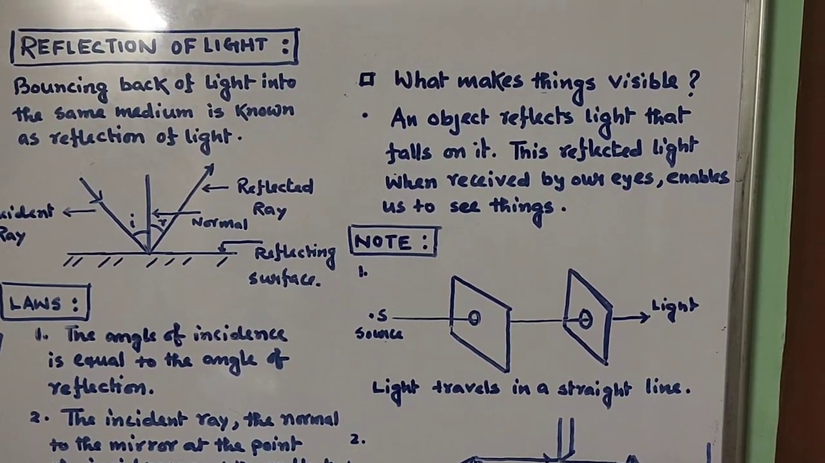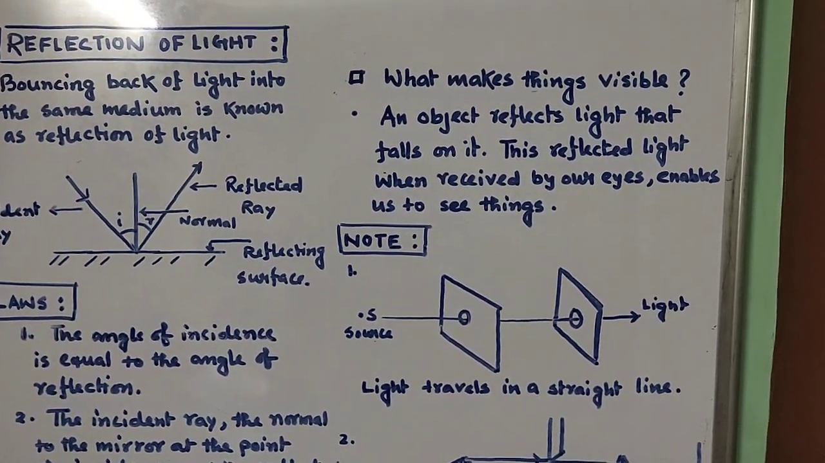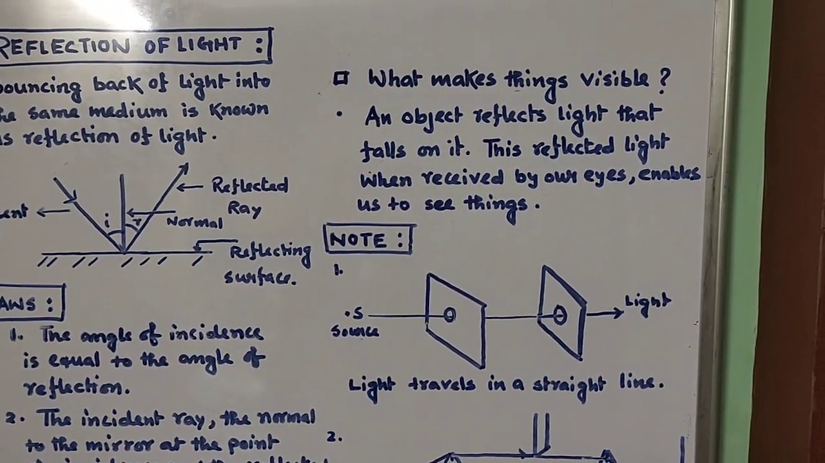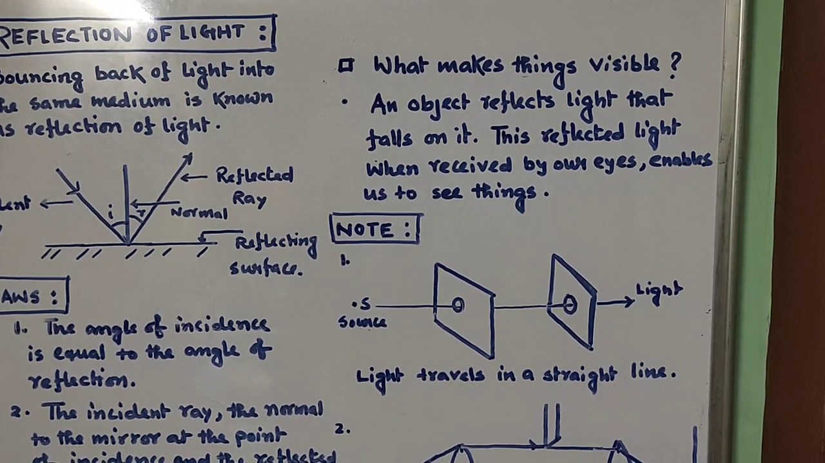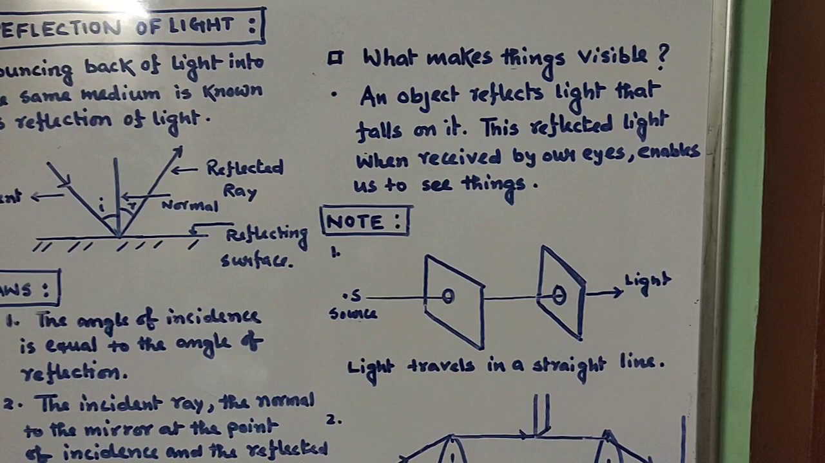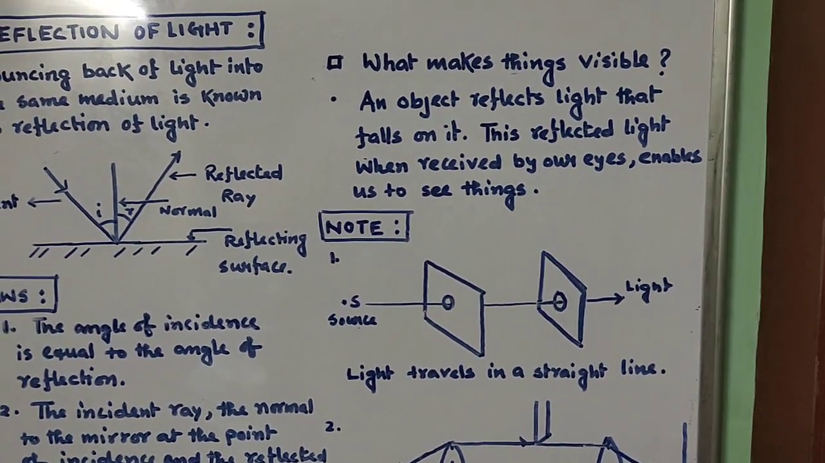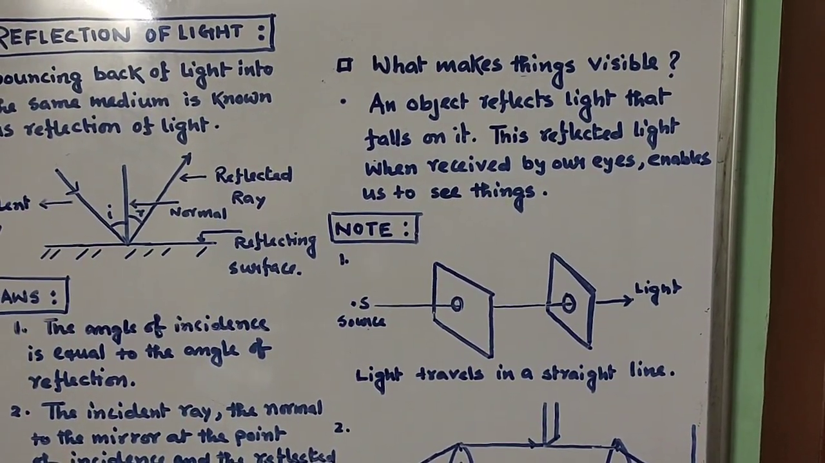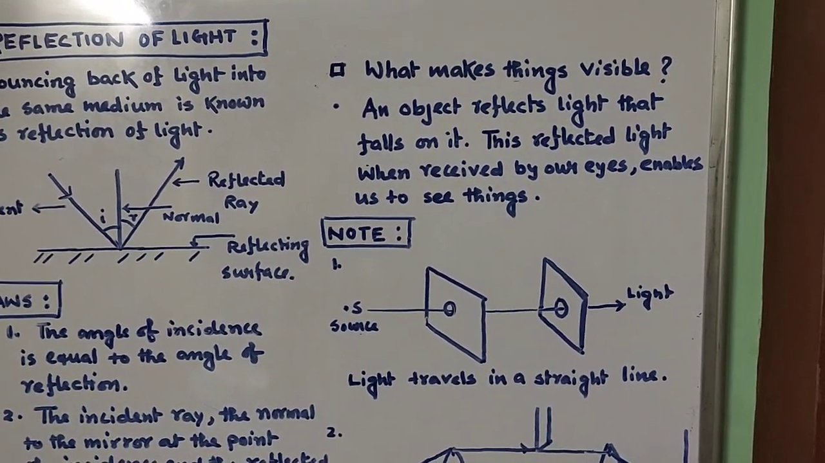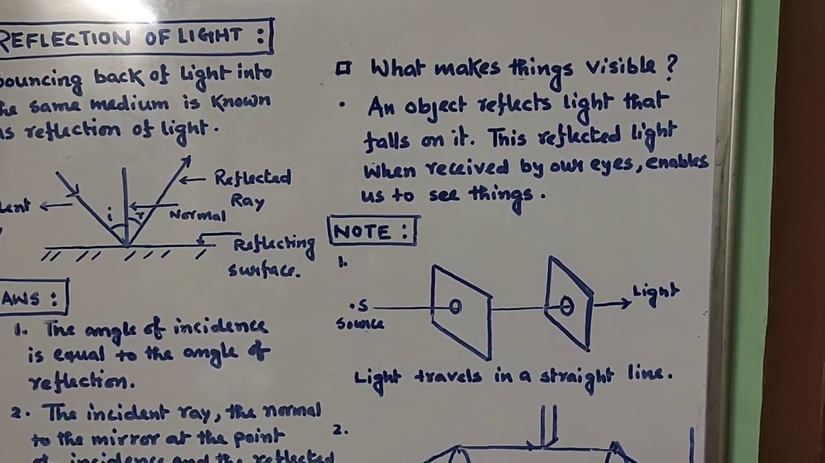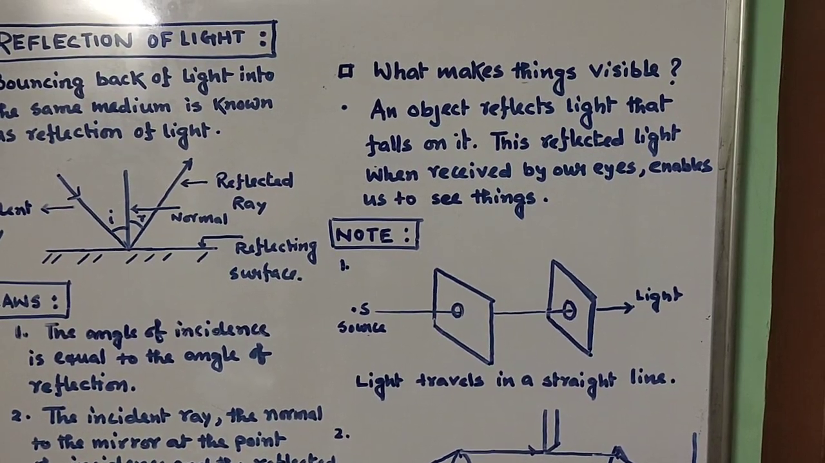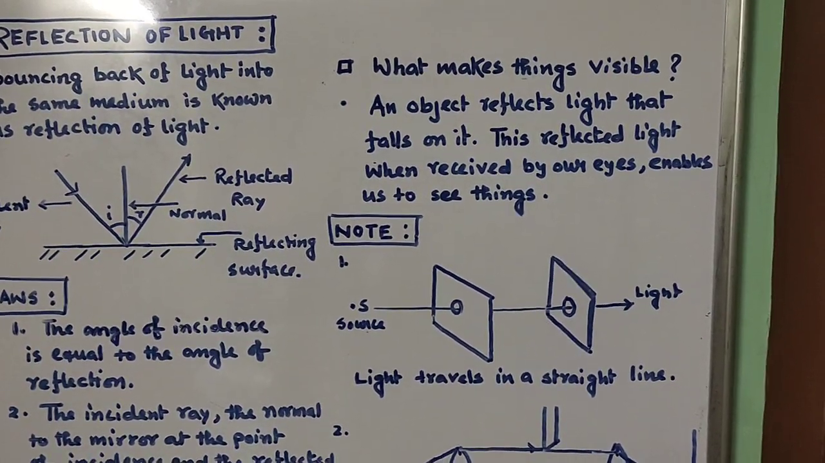So as per the statement, let me read out: an object reflects light that falls on it. This reflected light, when received by our eyes, enables us to see things. Now if you want to see an object, what are the things you need? The first thing basically you need is your source. You are not supposed to see an object if the surrounding is dark.